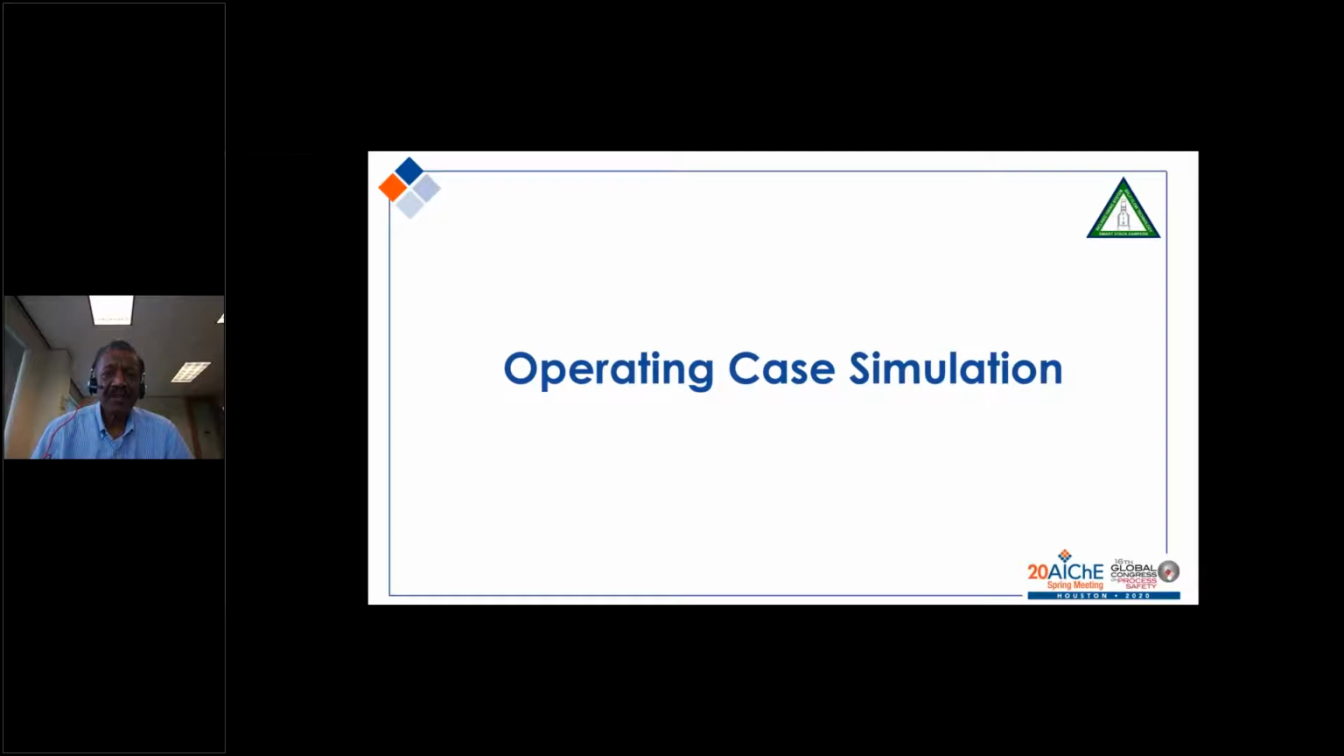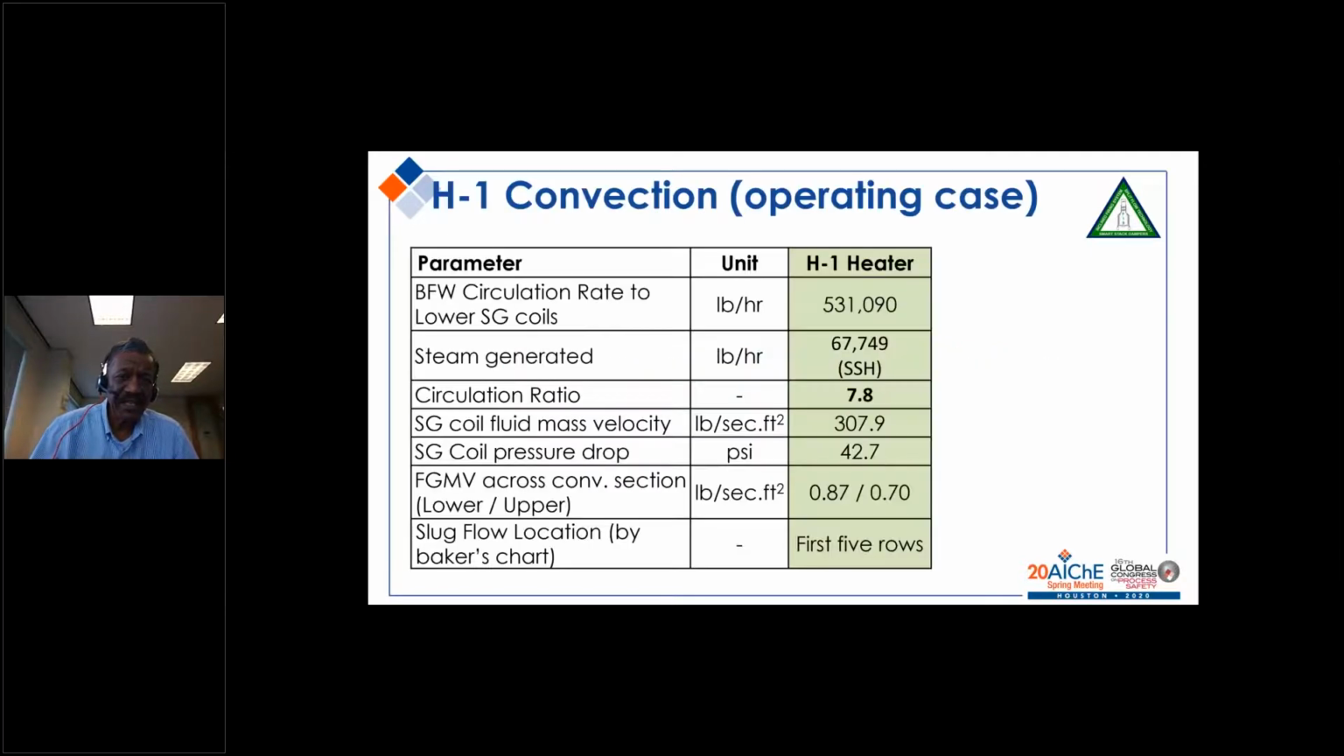Then we analyze the operating cases, and here we will present one operating case. We analyze the operating data to see what is really happening in practice. In this data, we saw that they were generating about 70,000 pounds of steam. Circulation ratio was a little high as compared to 5.2. It was almost close to 8.